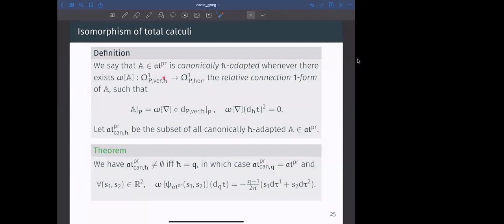Let's say that a relative gauge potential is canonically H bar adapted whenever it factors through a relative connection one form. So that's a U1 equivariant morphism of P star bimodules from vertical one forms to horizontal one forms, such that basically your relative gauge potential is a horizontal one form valued vertical differential operator with symbol that relative connection one form.